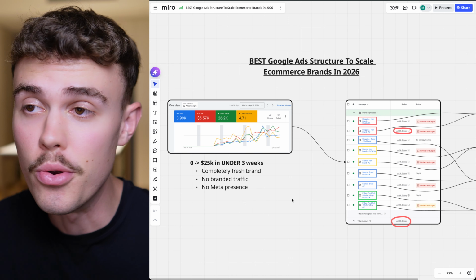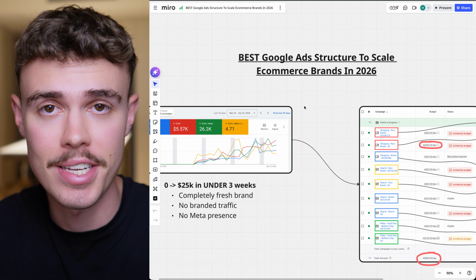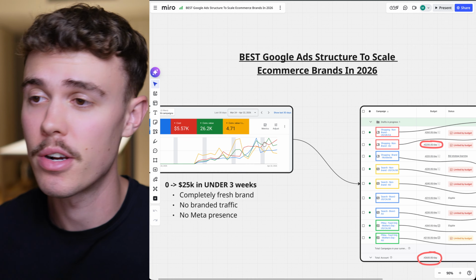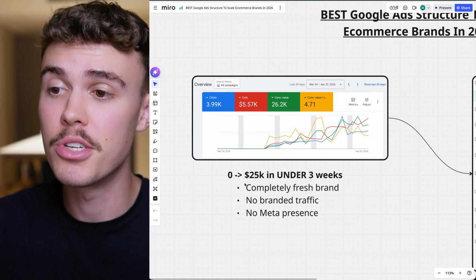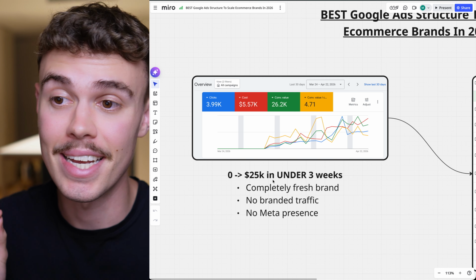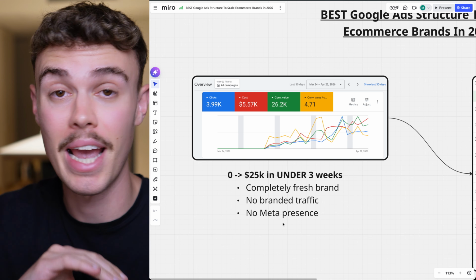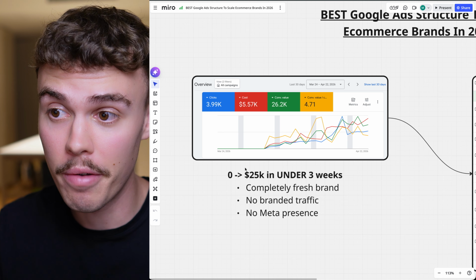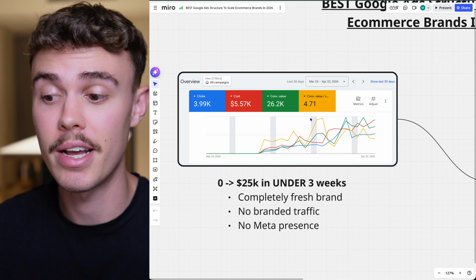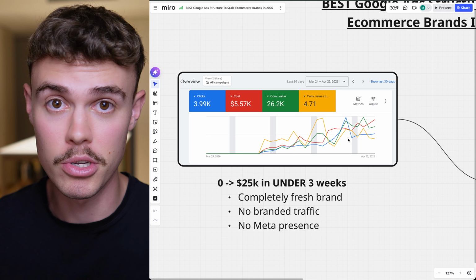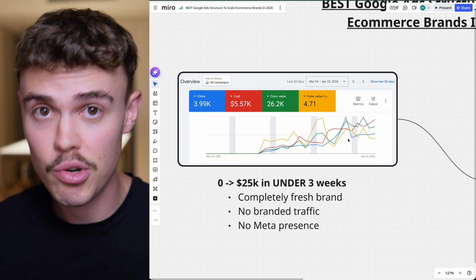Today, I'm going to show you the best Google Ads structure to scale e-commerce brands in 2026. This was the exact same structure we used to scale this brand from 0 to 25K on Google Ads in under 3 weeks. This was a completely fresh brand with no branded traffic and no meta presence, and we scaled them from 0 to 25K at a 4.7x return, well above their break-even ROAS, with one very simple structure. I'm going to walk you through the entire structure today.